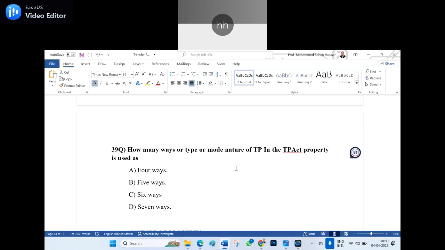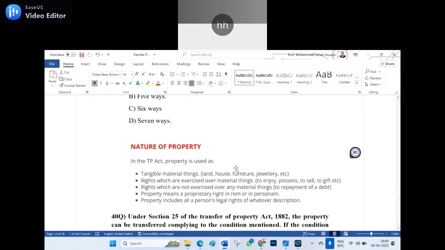Option. Sir, show the option. In the option, the answer is there. It is the 5 ways. Here I have shown you. In the TP Act, property is used as tangible material things like land, house, furniture, jewelry, both mobile and immobile properties. And rights which are exercised over the material things, that is intangible, in ways to enjoy, possess, sell, or gift. And the rights which are not exercised over any material things, like repayment of a debt, that is nothing but actionable claims.